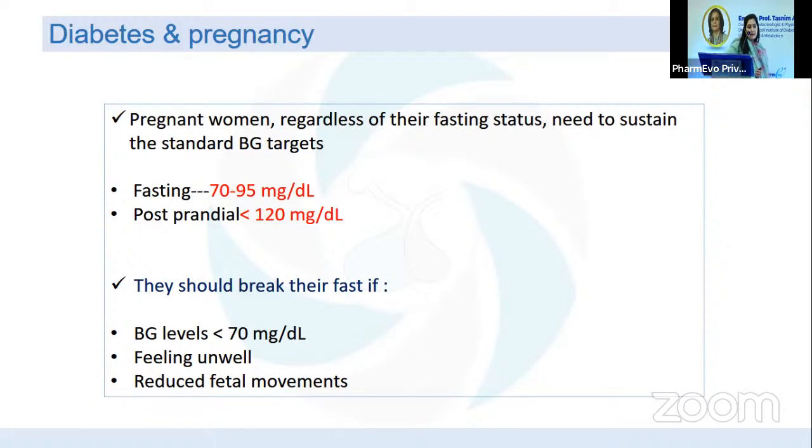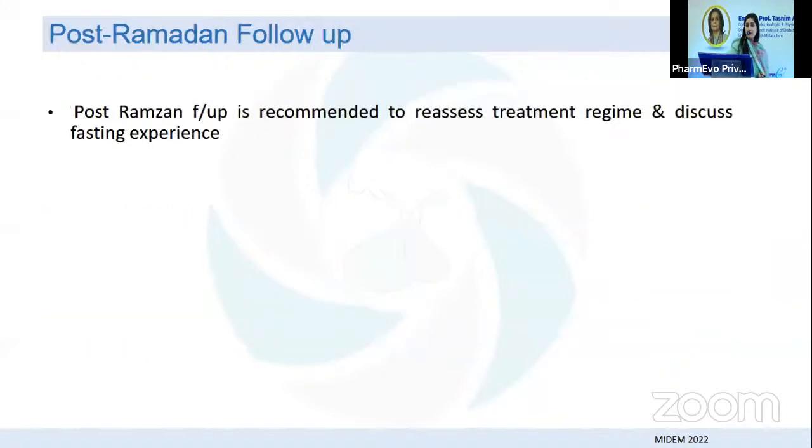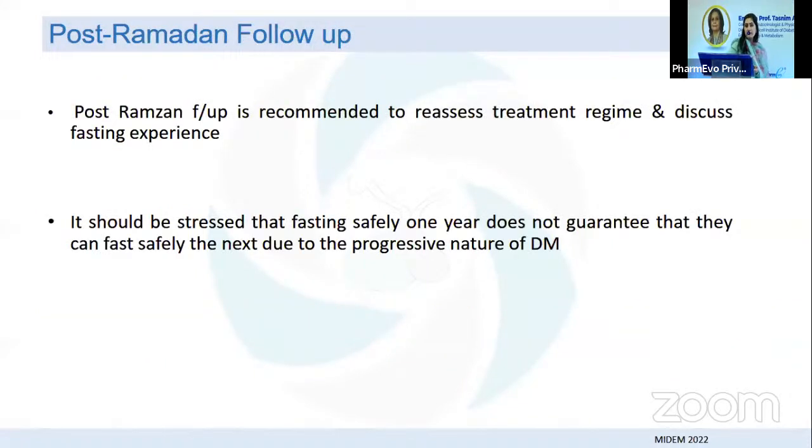In the elderly, it was seen that hypo was reported in 17% of those aged more than 65, especially if sulfonylureas are used. So those should be adjusted for sulfonylurea as well before Ramzan in the elderly population. Post-Ramzan follow-up is very important to discuss the experiences and any complications.